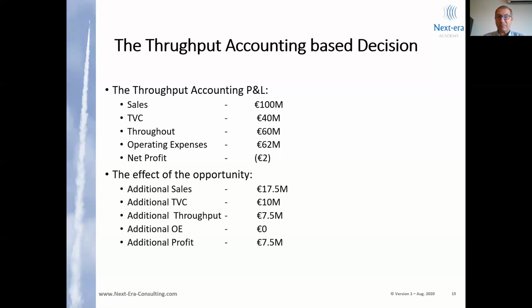What is the decision putting us on? Sales of 17.5 million, which is 25 million with a 30% discount. The TVC is 40% of 25 million, 10 million euros. The delta throughput is 7.5 million. There are no additional operational expenses because we have excess capacity. Therefore, the delta net profit is 7.5 million euros. So based on throughput accounting, not only is this a good sale, it will swing the company from making a loss of 2 million euros to making a profit of 5.5 million euros.